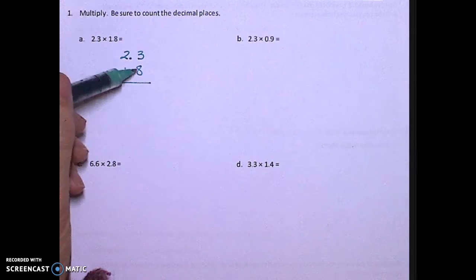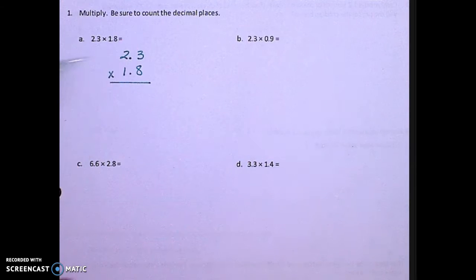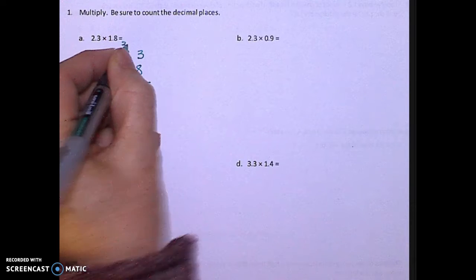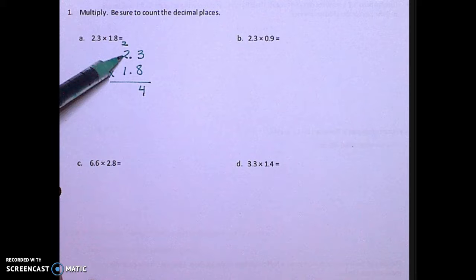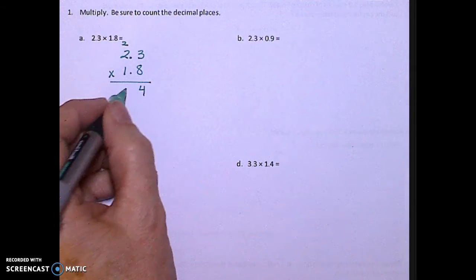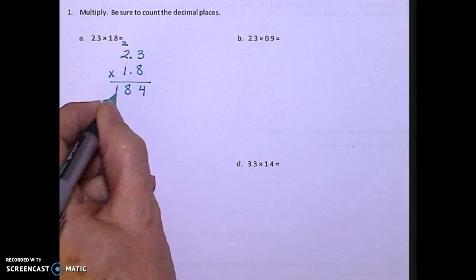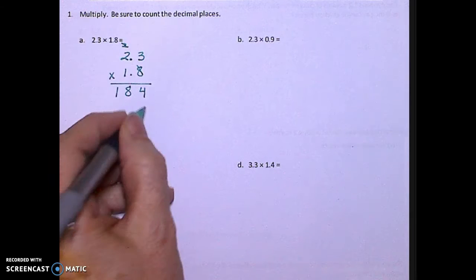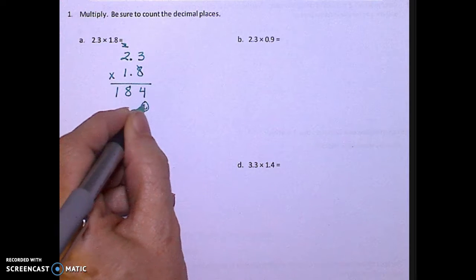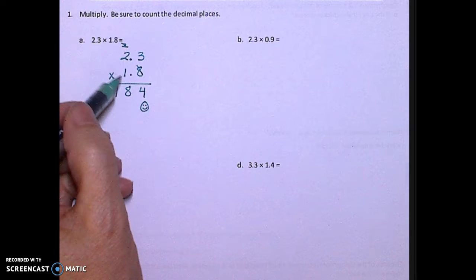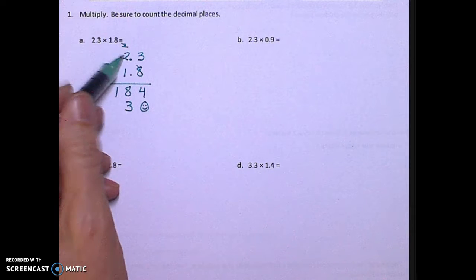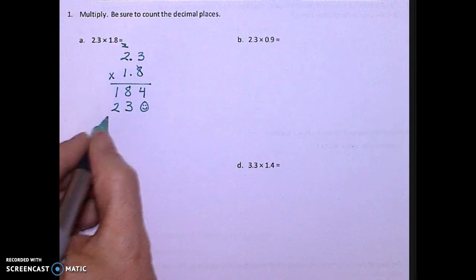Okay, let's start out. So what is 8 times 3? Okay, 24. So I'm going to carry my 2. Then 8 times 2, 16 plus 2, so we have 18. I'm going to cross out my carry, cross out my 8, 0 placeholder. Now we have 1 times 3 is 3, and 1 times 2 is 2.